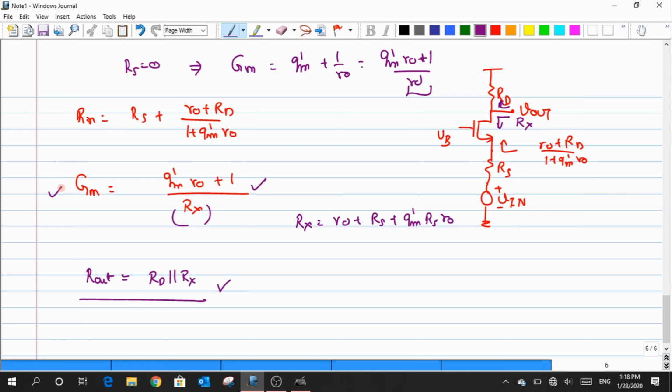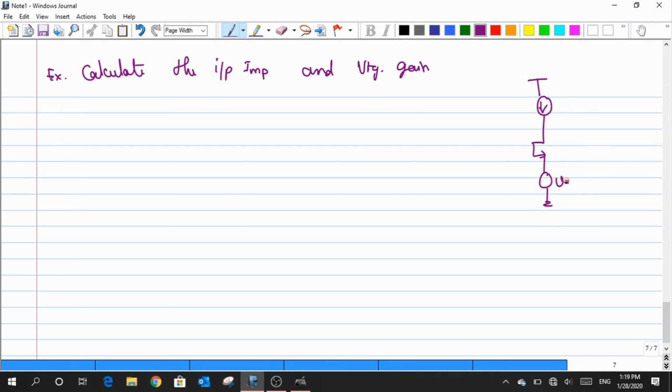Now let us try to compute a simple exercise. So this is an ideal current source and you are trying to apply an input and you are tapping the output over here. Now what is the input impedance and what is the voltage gain? I have asked for input impedance, so I have replaced it with an ideal current source. So what happens when I translate the current source into a small signal model? Yeah, it becomes an open circuit, okay?